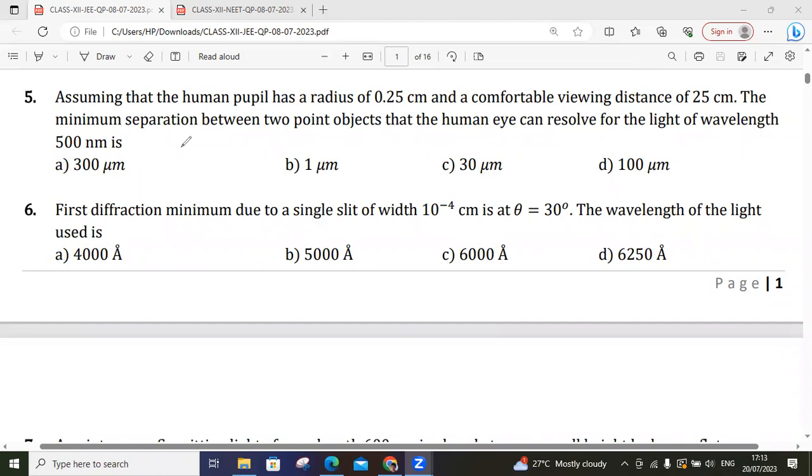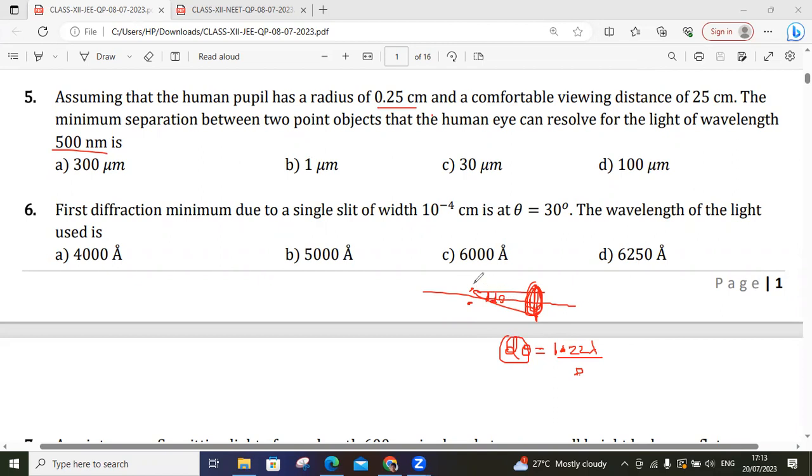We will see. A human eye lens is just a convex lens, right? It just acts like a simple microscope. So for a simple microscope, we had this resolving power: d theta is equal to 1.22 lambda by d, where d is the aperture diameter. We are given the radius of the pupil, so the diameter will be 2 times that, and lambda is given as 500. So we'll get d theta from this formula. So this will be your d theta.